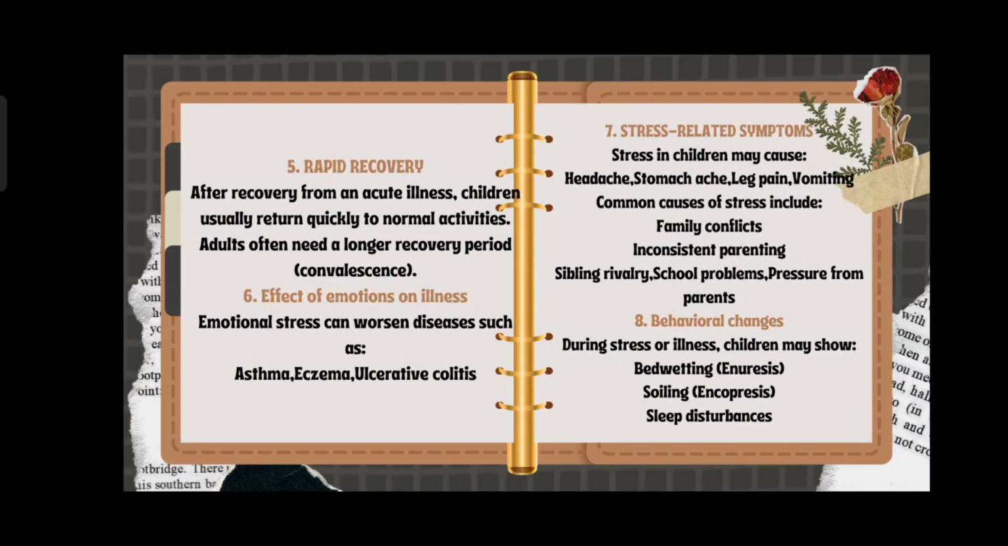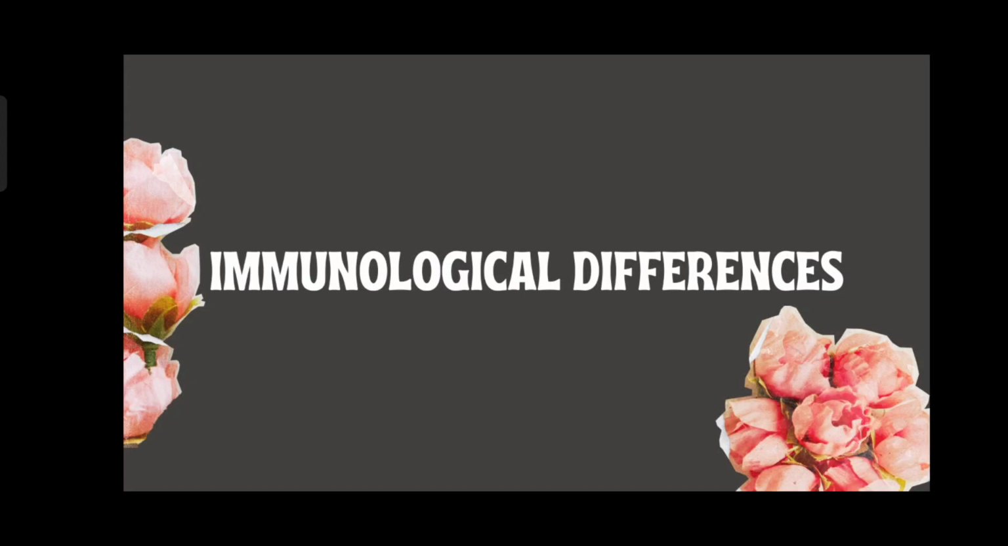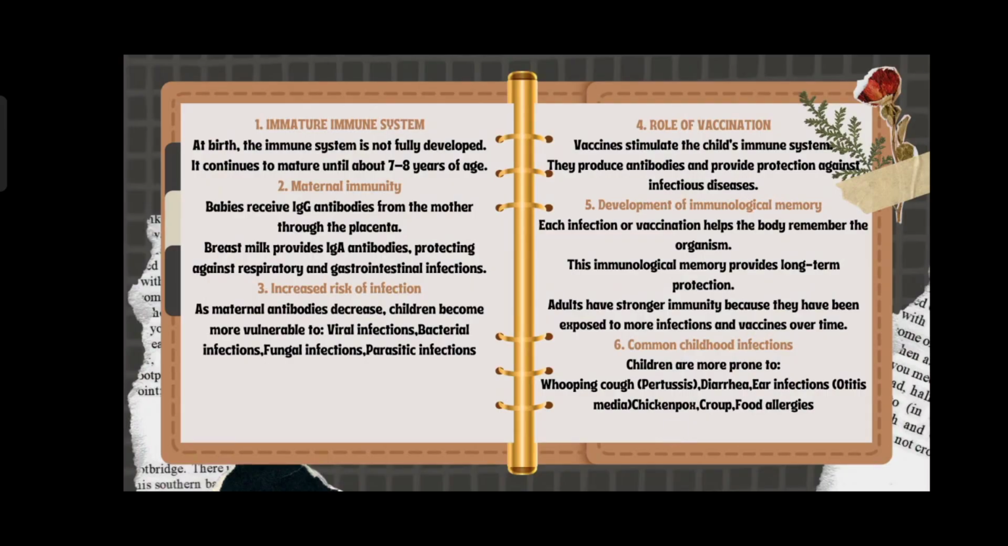Then behavioral changes. During stress or illness, children may show some kind of behavioral changes like bedwetting, that is enuresis, then soiling, that is encopresis, and then sleep disturbances. That is about the psychological differences. Then we are moving on to the immunological differences.